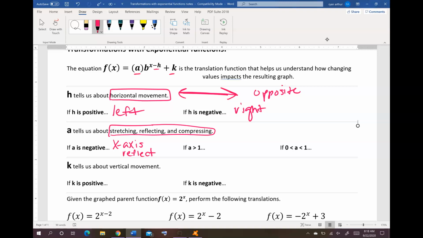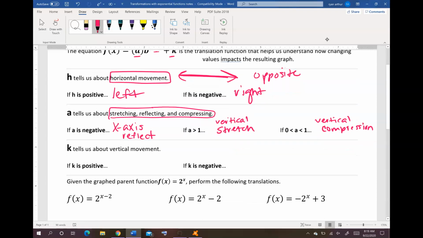If a is greater than 1, it is going to be a stretch. We're going to call it a vertical stretch. Vertical. There we go. And then if your a is in between 0 and 1, it's a vertical compression. Do you see how it says between 0 and 1? Because it's not including those negative numbers. A compression is not a negative number. A compression is going to be your fractions like 1/2, 1/3, 1/4, 2/3.